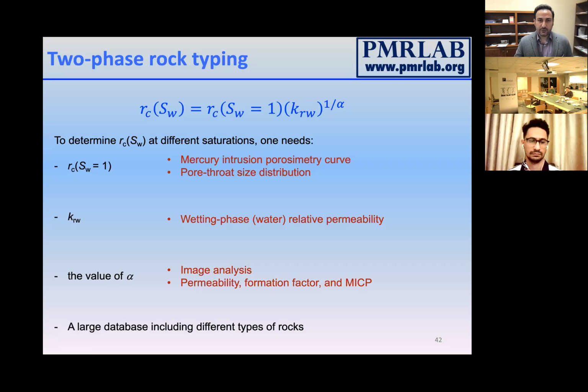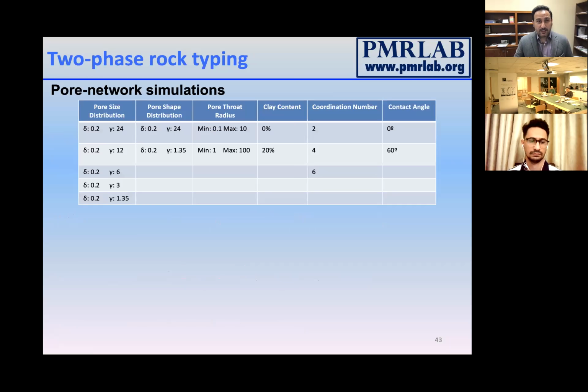So we explored the literature, and we couldn't find a large database including all this information like formation factor, permeability, MICP, and wetting phase relative permeability. So we decided to do our own pore network simulations. We considered so many different cases for pore size distribution. We used, by the way, Martin Blunt's code that was developed by his PhD student Per Valvatne back in 2004.